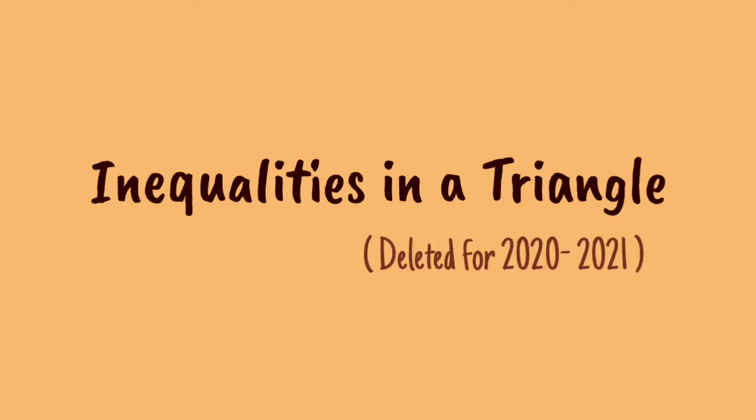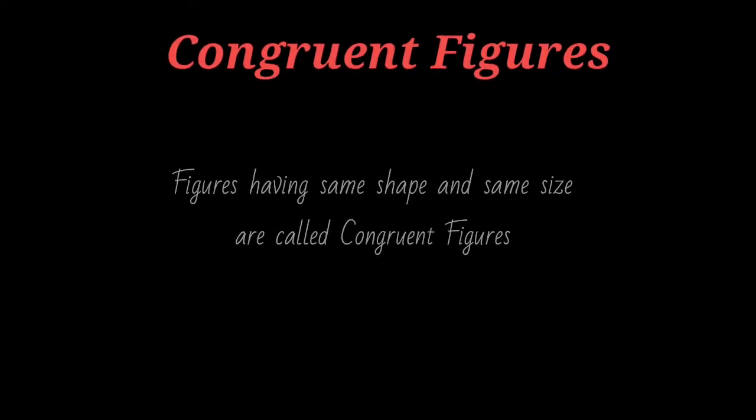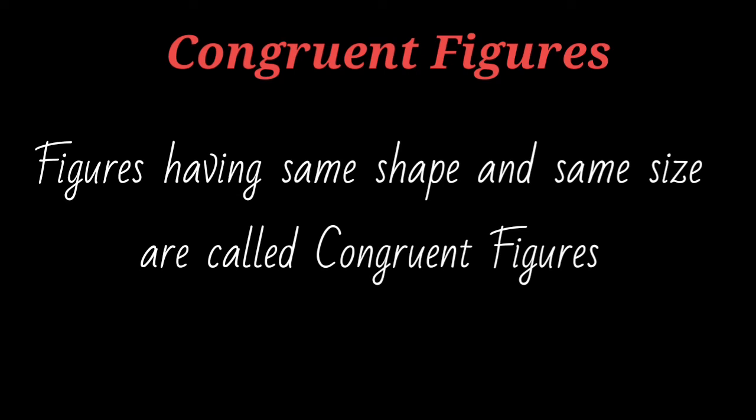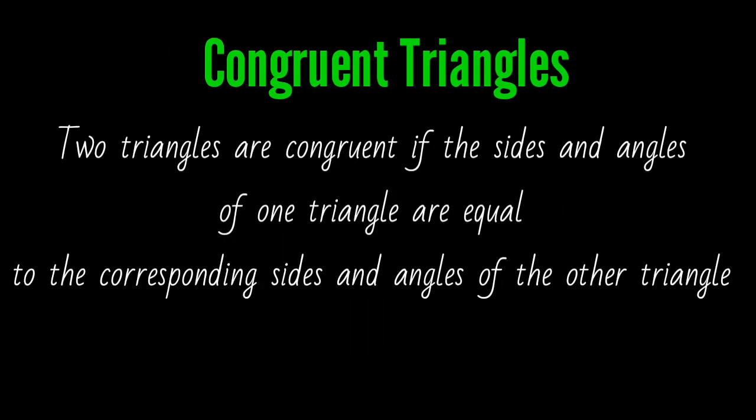Now we are going to discuss the chapter Triangles. In this chapter, the last section, inequalities in a triangle, is deleted. Here we have discussed congruent figures first. Figures having the same shape and same size are called congruent figures. Then you have seen the definition of congruent triangles. Two triangles are said to be congruent if the sides and angles of one triangle are equal to the sides and angles of the other triangle.